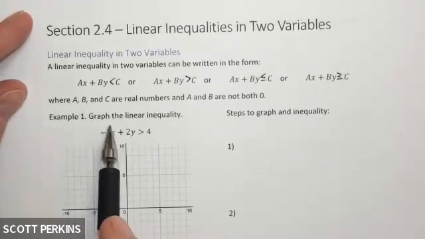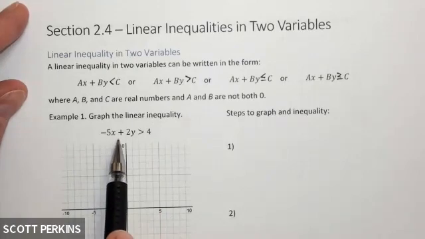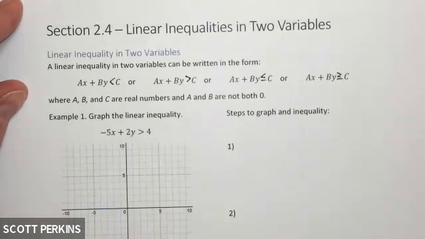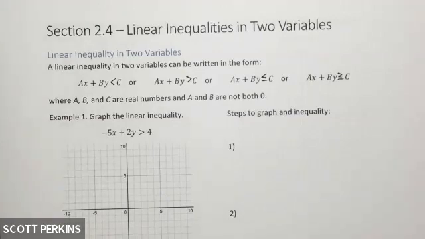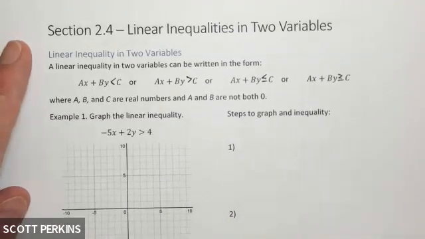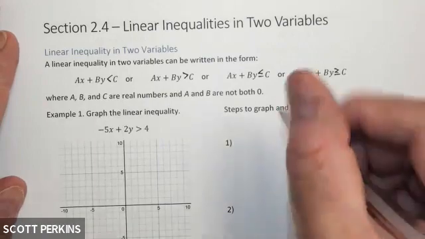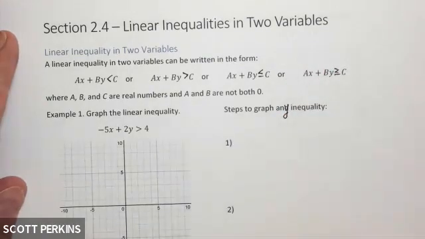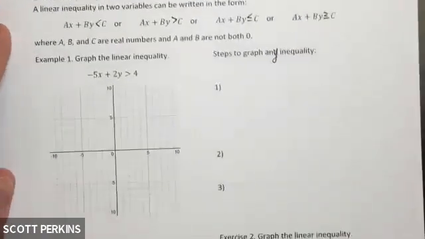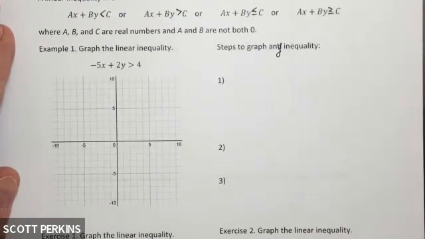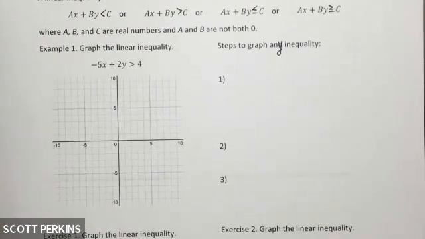So here we go. Example 1, we're going to graph the linear inequality negative 5x plus 2y is greater than 4. There are 3 steps to graph any inequality, whether it's a linear inequality or a quadratic inequality or a rational inequality. Whatever you're graphing, it's the same steps.